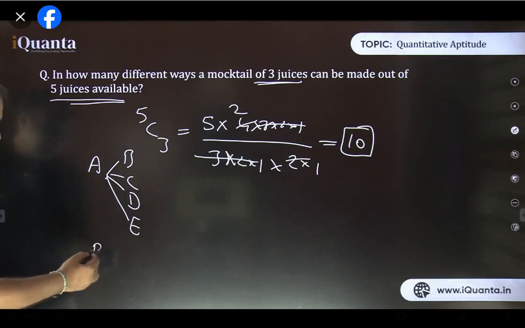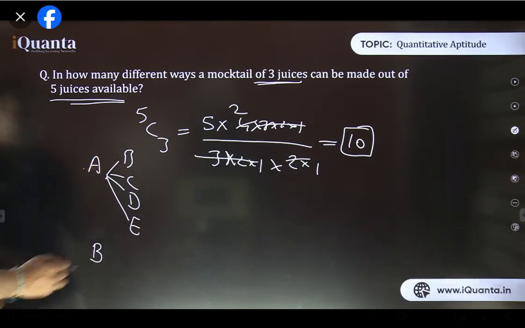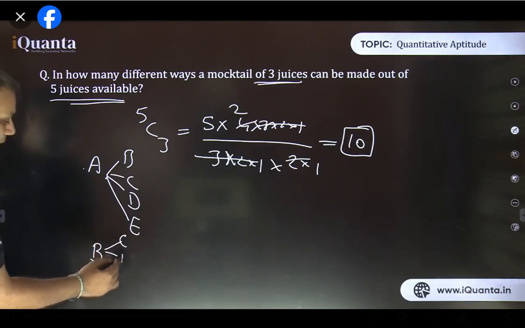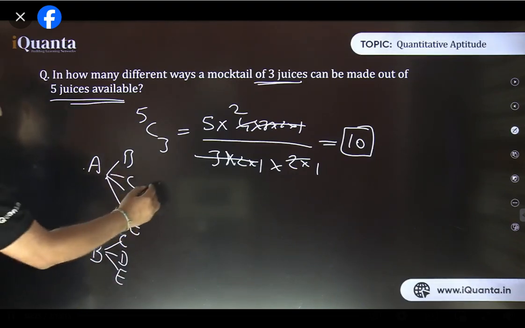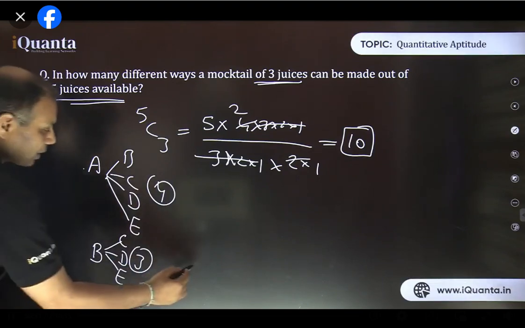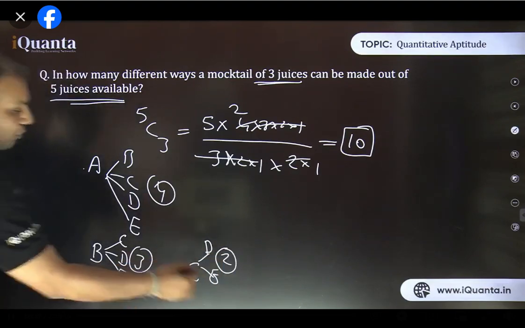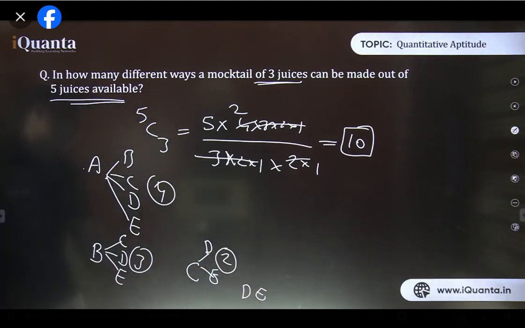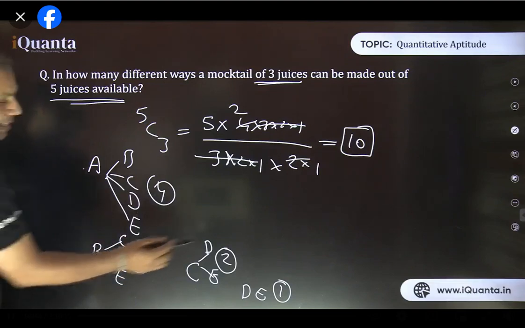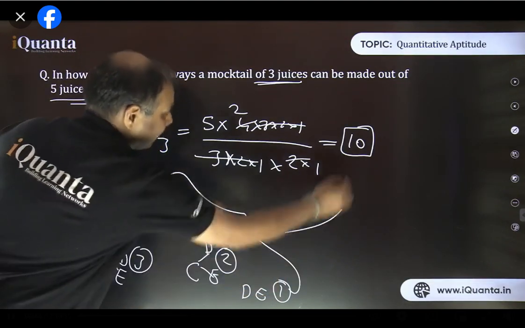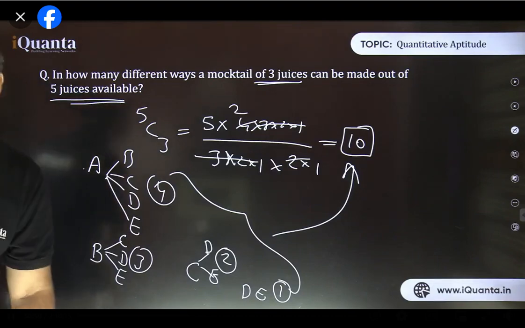After that, if I'm leaving the juice B, then with A we had already made the combination. So with B, the other juice could be C, D or E. So 3 more ways, right? Here there are 4 ways, then 3. Similarly, if the first juice to be left is C, then there are 2 options only, D or E. That makes 2 cases. And finally, D, E is the set of 2 juices which is left. So 4 plus 3, 7 and 2, 9 and 1, 10. So total 10 ways are there. Is it fine?